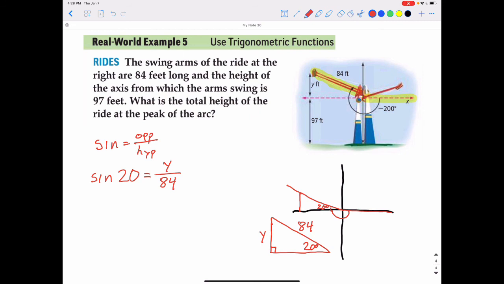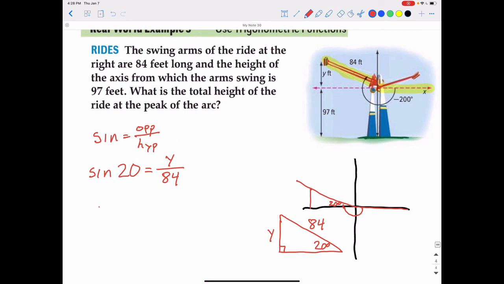Going to a calculator, the sine of 20 is going to be equal to about 0.3420. And then to solve for y, I just got to multiply both sides times 84. And I get an answer of approximately equal to 28.7 feet. So the measure of y is 28.7.